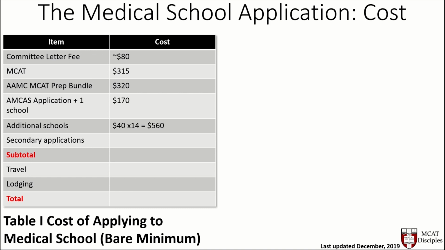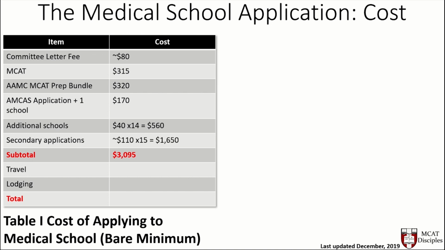And if we consider that you should apply to at least 15 medical schools, which is the bare minimum that we recommend, your wallet will have to bleed out another $560. Then, of course, you have your secondary application fees, as if you haven't paid enough already, which will cost another $110 per application, so $1,650 for 15 schools. So that brings our subtotal to $3,095. But wait, there's more.